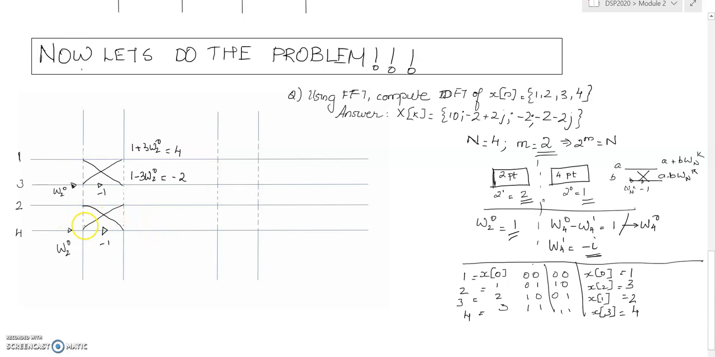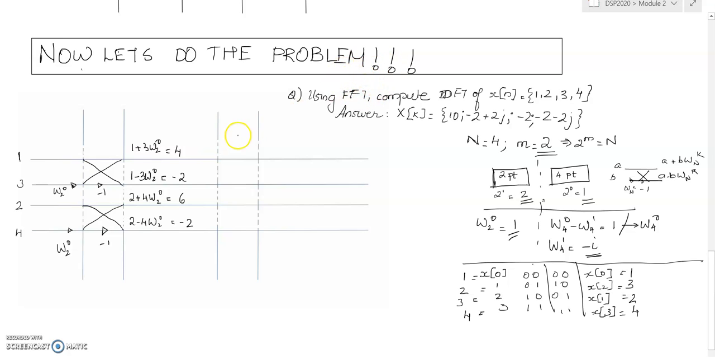Similarly, when we operate on these two signals, the signal here will be 2 plus 4 W20, and here it will be 2 minus 4 W20. So this will be equal to 6, and this will be equal to -2. Again, because W20 equals 1, this operation is clear. So the output of the first stage is 4, -2, 6, and -2. So your first stage is over, and now you have to perform the second stage.